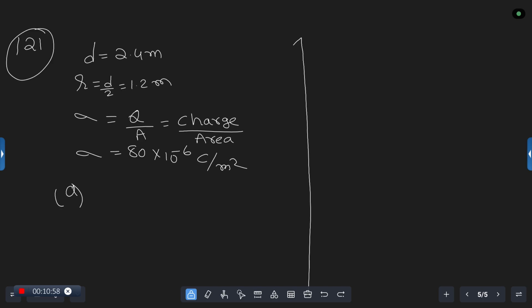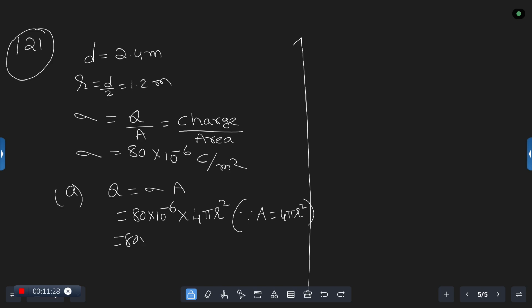Sigma equals Q by A. So Q equals sigma into A. So sigma equals 80 into 10 power minus 6. The area, what is the formula? What is the formula for sphere area? 4 pi r square. Since area equals 4 pi r square.